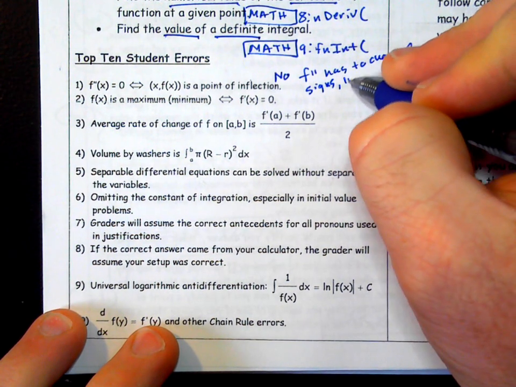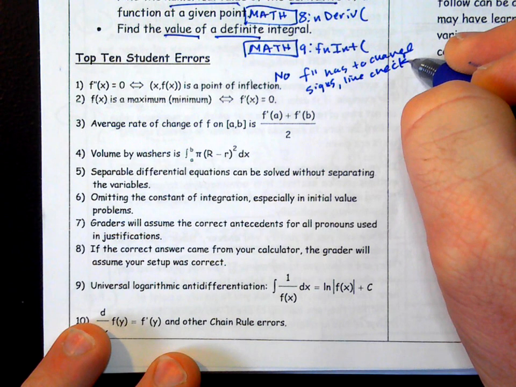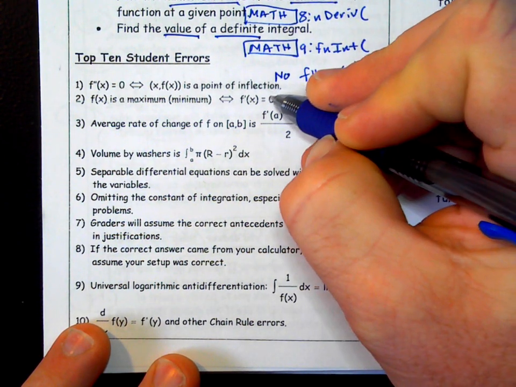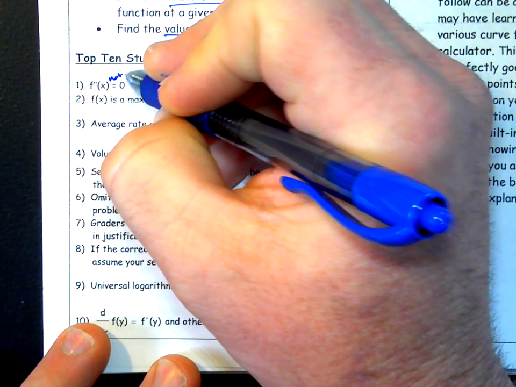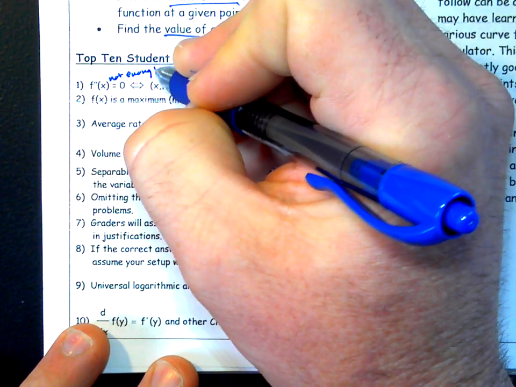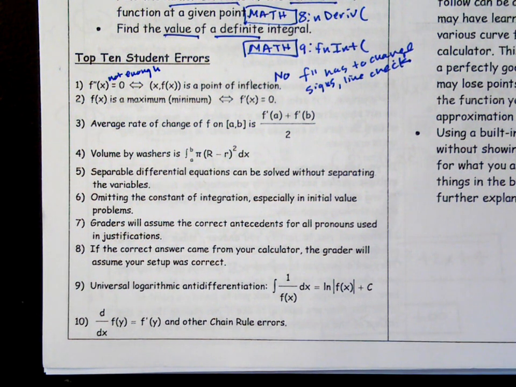And we usually use a line check. There are other ways that we might get that information, but it isn't enough that the second derivative equals 0. If it has an even power on it, it's not going to be an inflection point.